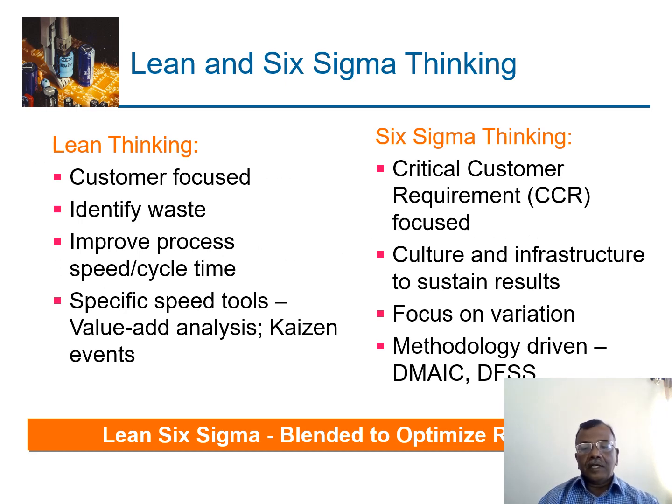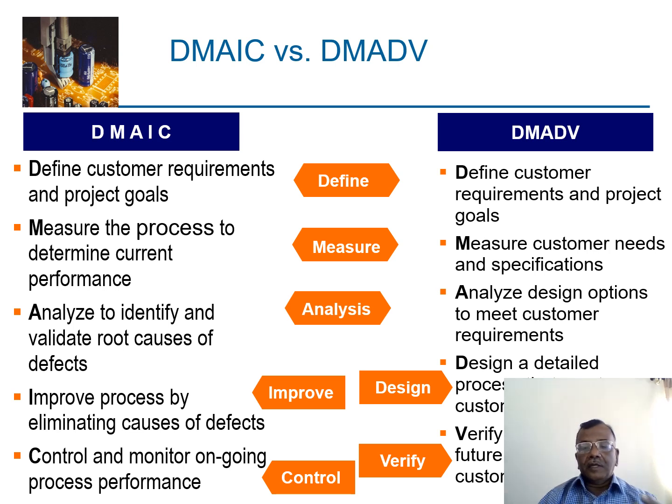So lean and Six Sigma thinking. Lean is a different aspect where it focuses on waste identification and reduction. That is lean. Six Sigma thinking basically focuses on variations in a process, thereby reducing the variation and thereby minimizing the defects or minimizing the rejections in the process. So the methodology which is widely used is DMAIC, and we also use DMADV for design related issues.